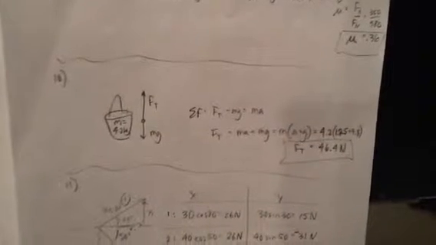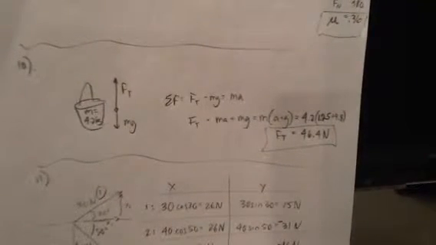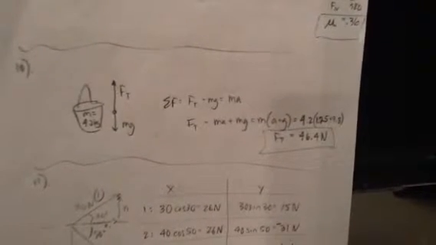Number 10, if you're pulling a bucket and it's accelerating upward, that means that the tension is greater than gravity. So there's your equation, and your answer ends up being 46.4 newtons.